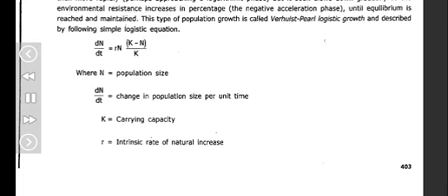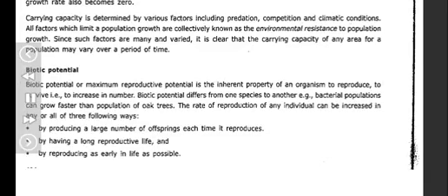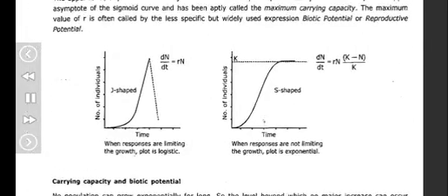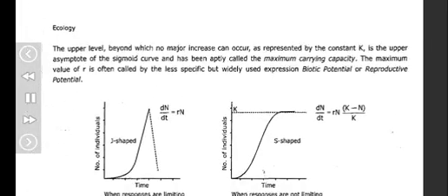The upper level, beyond which no major increase can occur, as represented by the constant K, is the upper asymptote of the sigmoid curve and has been aptly called the maximum carrying capacity. The maximum value of r is often called by the less specific but widely used expression biotic potential or reproductive potential.